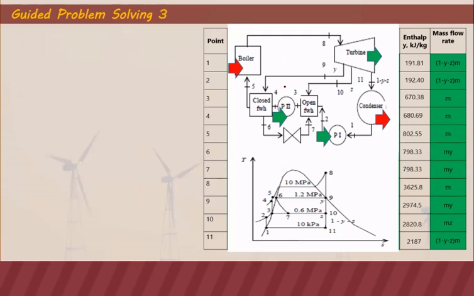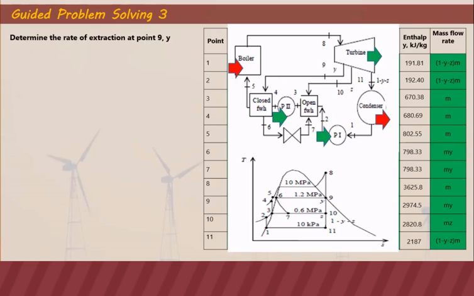So first, in solving a regenerative Rankine cycle, we really have to compute for the extractions. We need to compute for the extractions before we can calculate all the unknowns. That's why after tabulating all the properties, the first step is really to determine the rate of extraction.